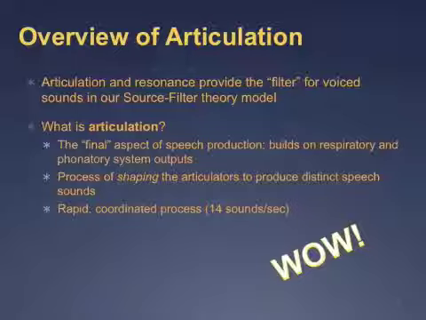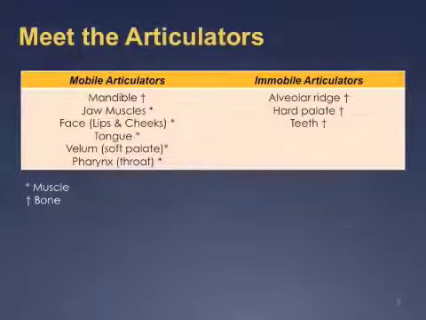Amazing what we can do when you stop and think about all the structures, muscles, and systems involved in creating speech, isn't it? As you embark on your journey into the resonance and articulation systems, here is an overview of the different mobile or movable and immobile articulators that you will encounter. We will learn about the rigid, bony structures first, including the mandible, alveolar ridge, hard palate, and teeth. Then we will move on to learn about the muscle systems of the jaw, face, tongue, velum, and pharynx. So let's get to it.